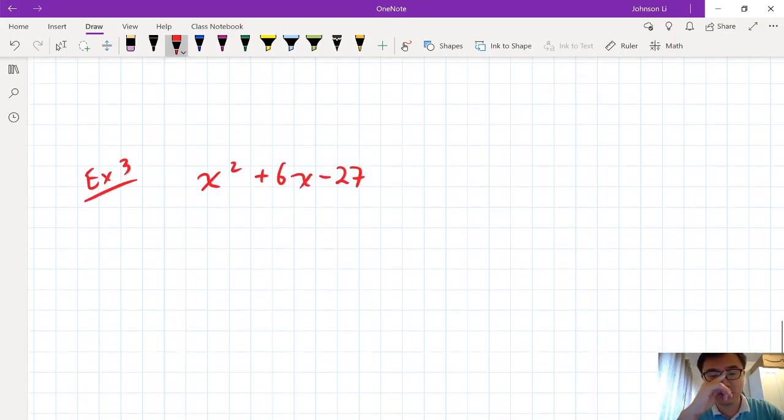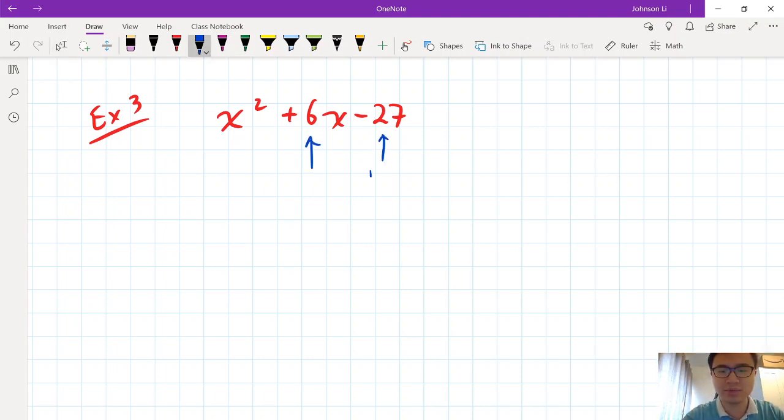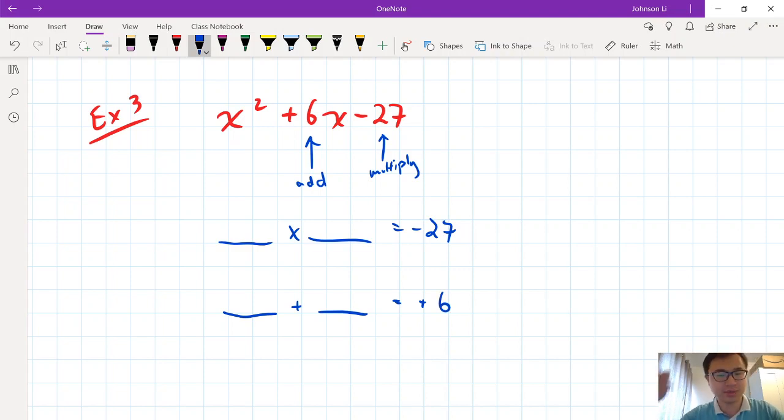All right, one final example, slightly bigger numbers this time, but again, it's the same old tactic. We want to find two numbers that multiply to negative 27 and add to positive 6. So multiply to negative 27. Be very careful of that negative sign. Make sure to not forget. And we have to make it add to 6.